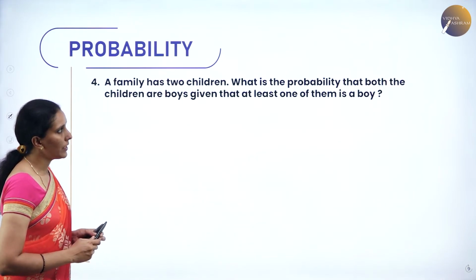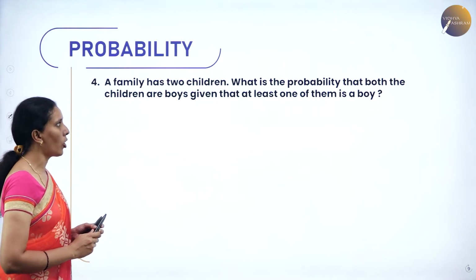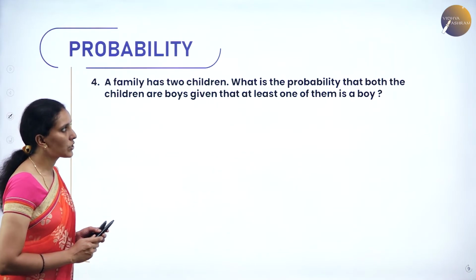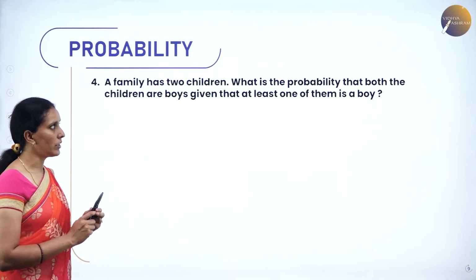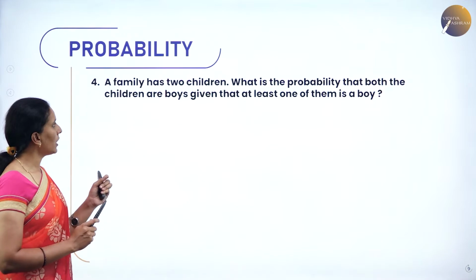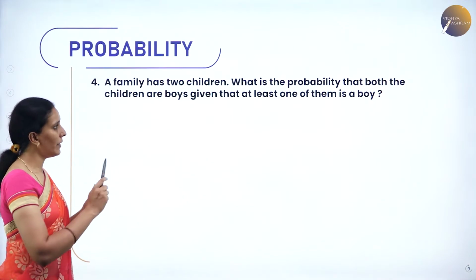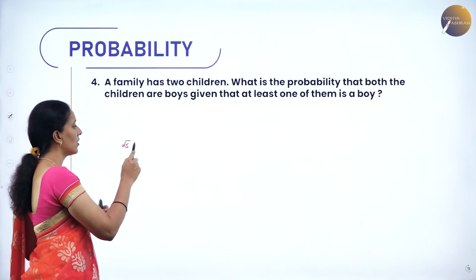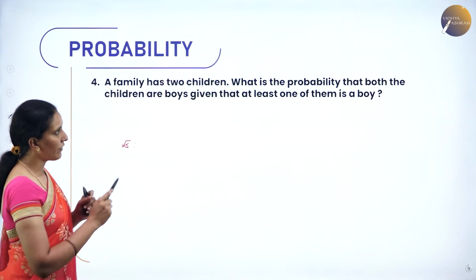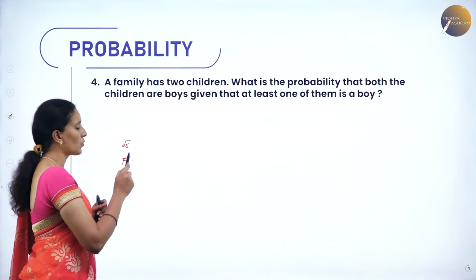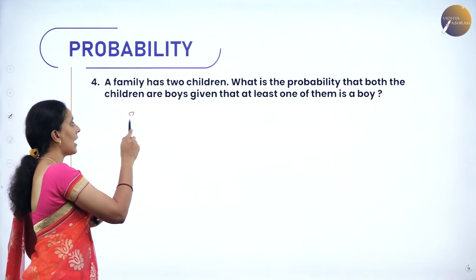What is the probability that both the children are boys, given that at least one of them is a boy? So when I say a family has two children, what is the probability that both the children are boys? Let me take E as both the children are boys, and F as at least one of them is a boy. We know the sample space.